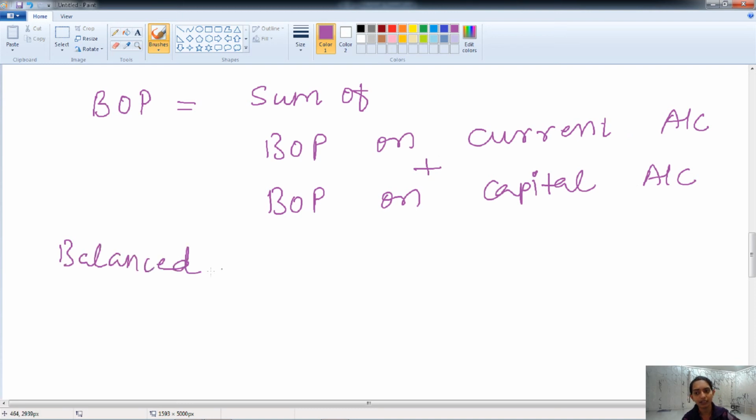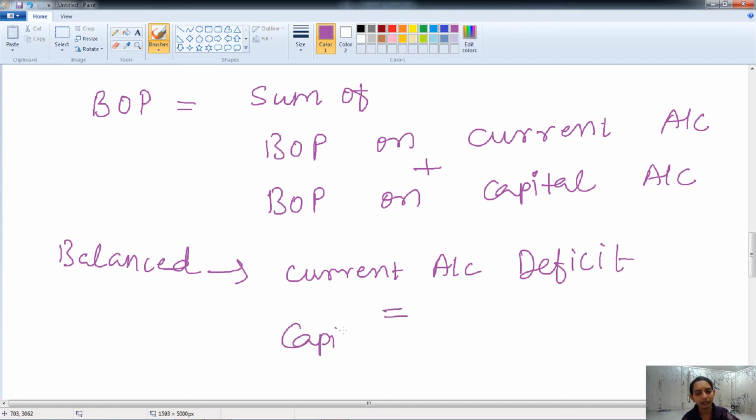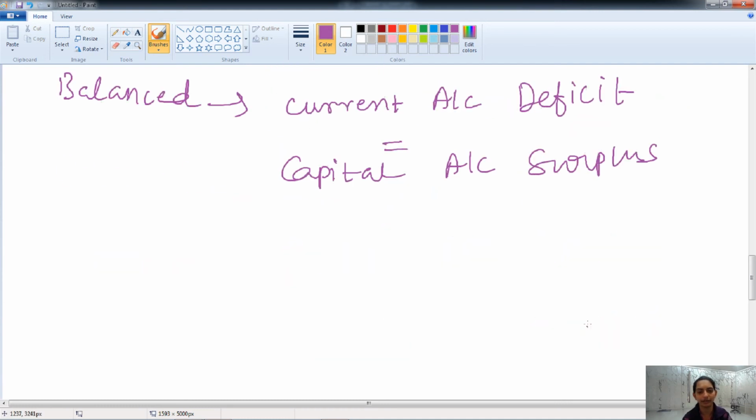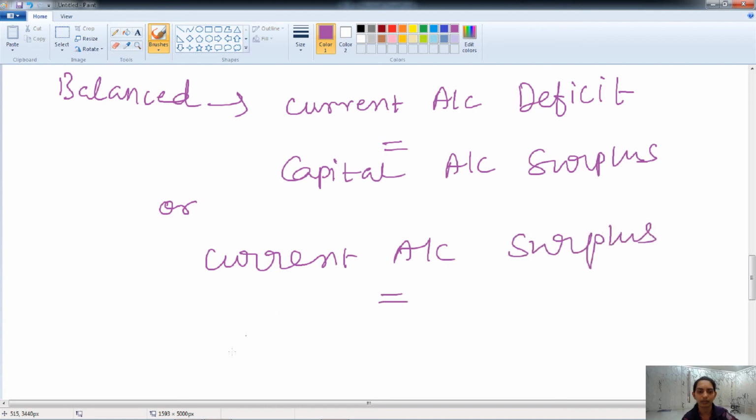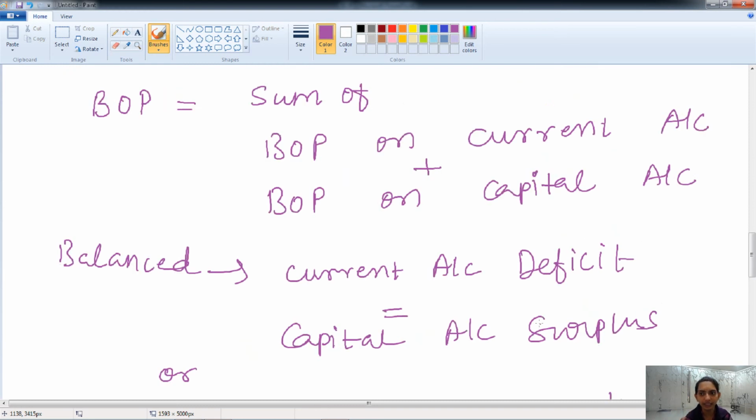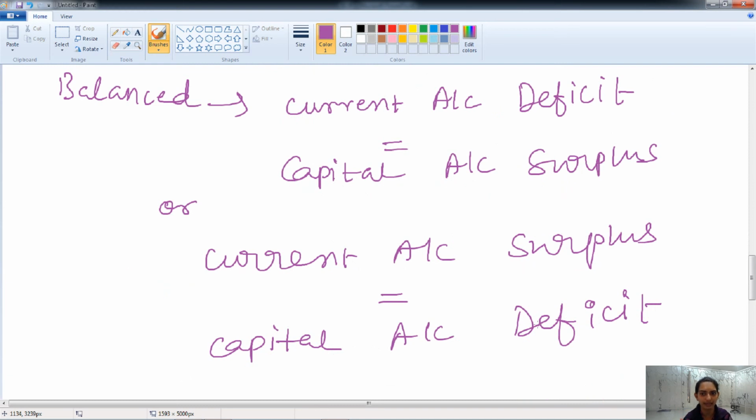Here the balance of payment is balanced when the current account deficit is equal to the capital account surplus, or the current account surplus is equal to the capital account deficit. When both of these are equal, then and only then the balance of payment account is balanced. This situation is known as the equilibrium of the balance of payment account.